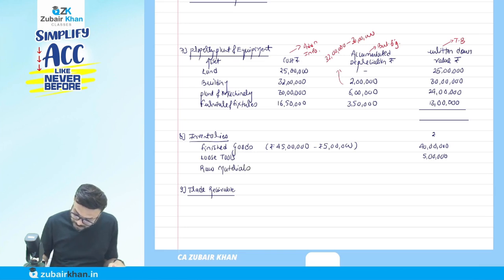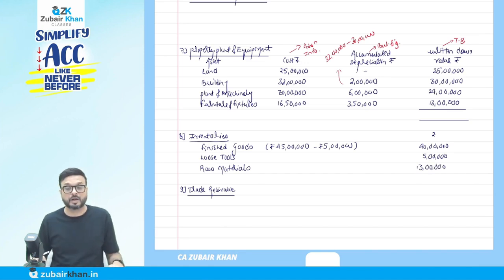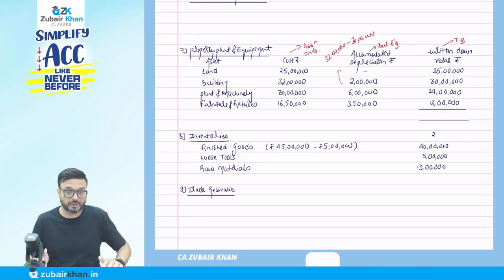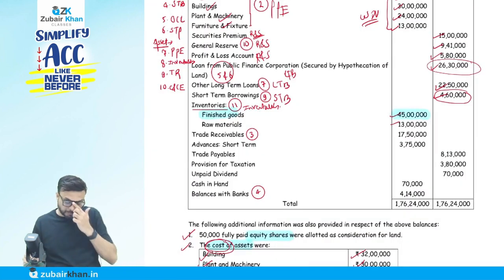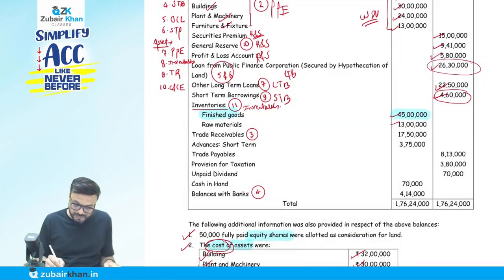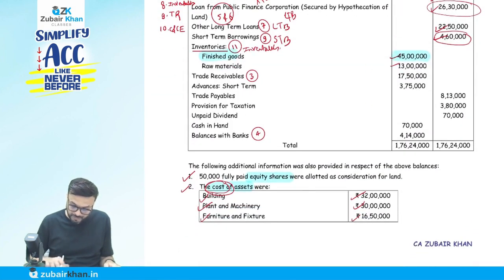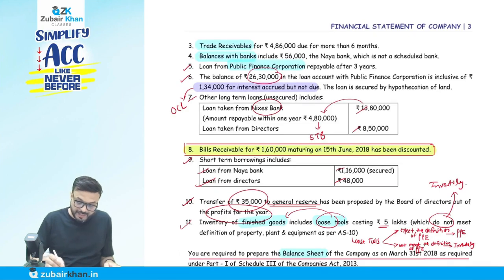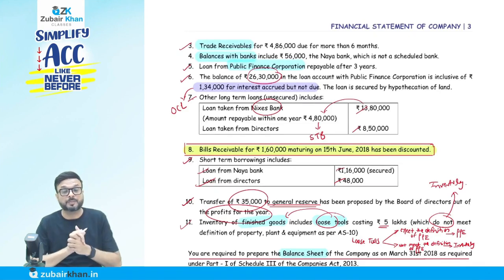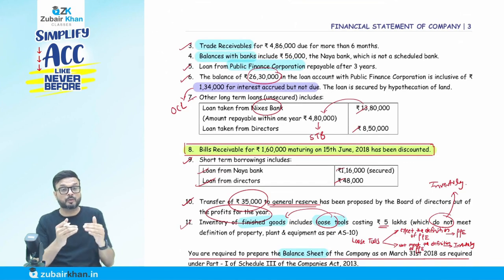Raw materials, 13 lakhs. How much is the raw material? 13 lakh. Okay. Now trade receivable. Something is mentioned in point number 3. What is mentioned in point number 3? That trade receivable for piece 4,86,000 are due for more than 6 months.